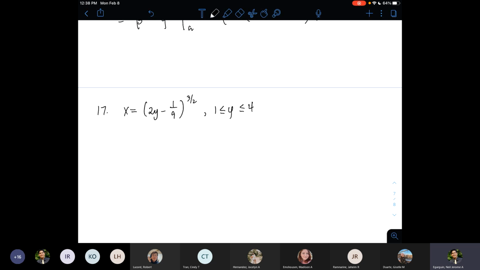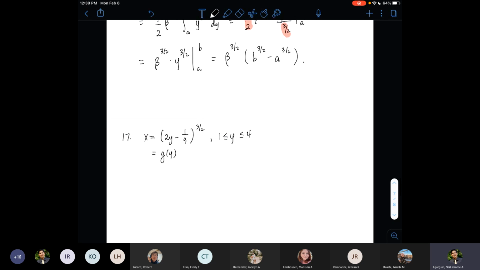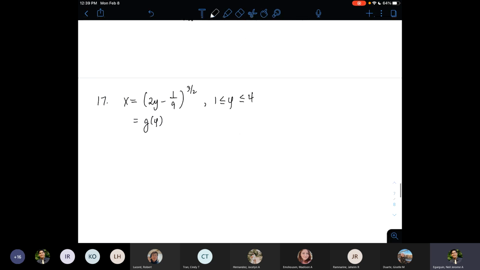Okay, actually, this is much easier than 18. But anyway, this is g of y, because you have either y equals f of x or x equals g of y, but the process and the formulas are similar. So here I need first to solve for g prime of y. The challenge here is to make sure you remember how to differentiate.